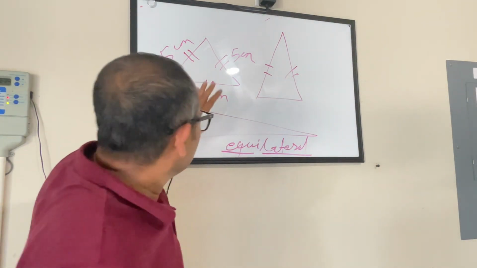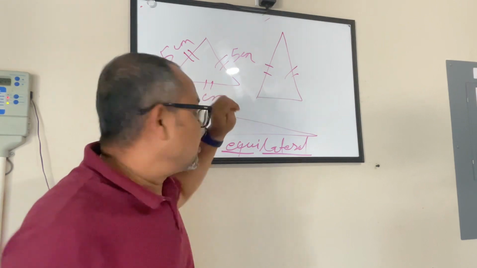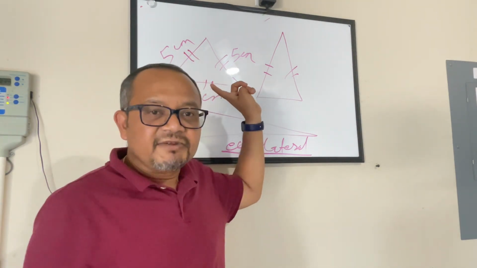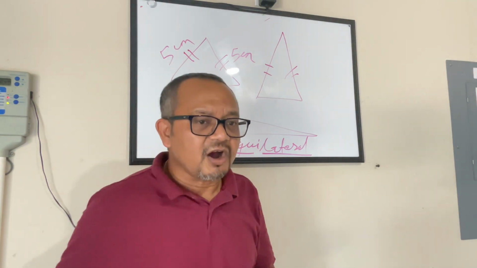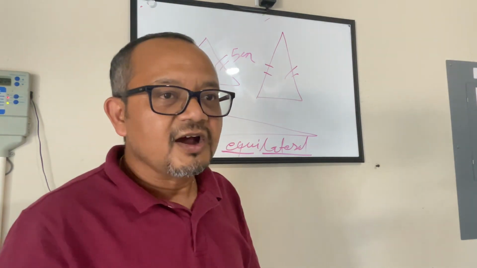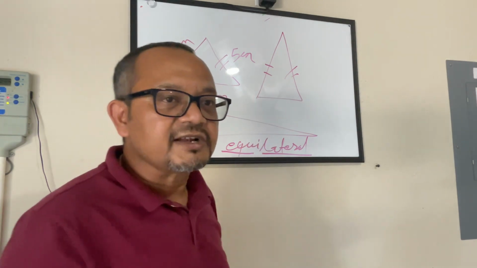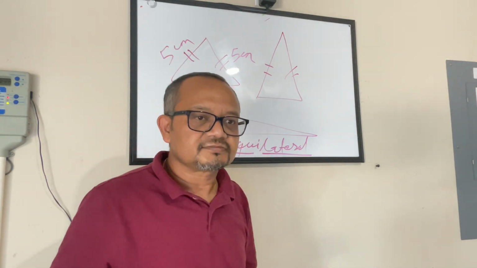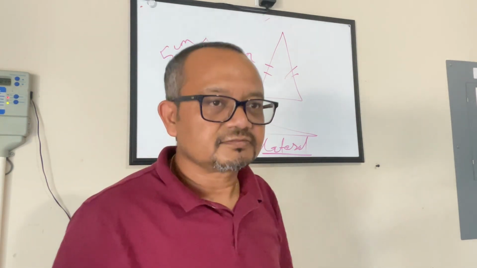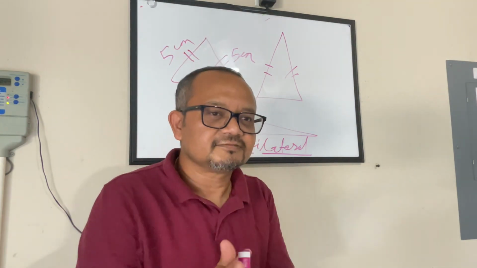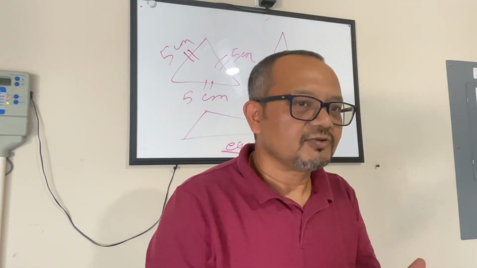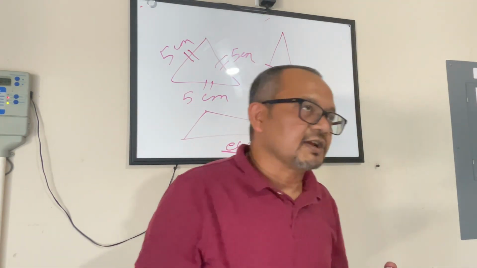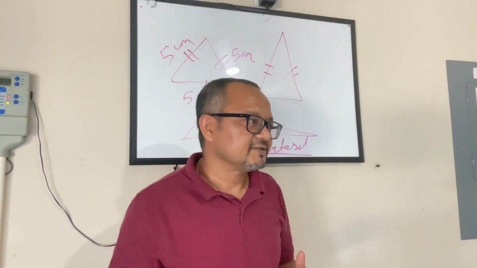Now, a little interesting fact about the equilateral triangle. When we say equilateral triangle, all three sides are the same. Can somebody tell me how the angles are related here? How much is each angle in an equilateral triangle? Each angle is acute. Okay, that's one. What else?